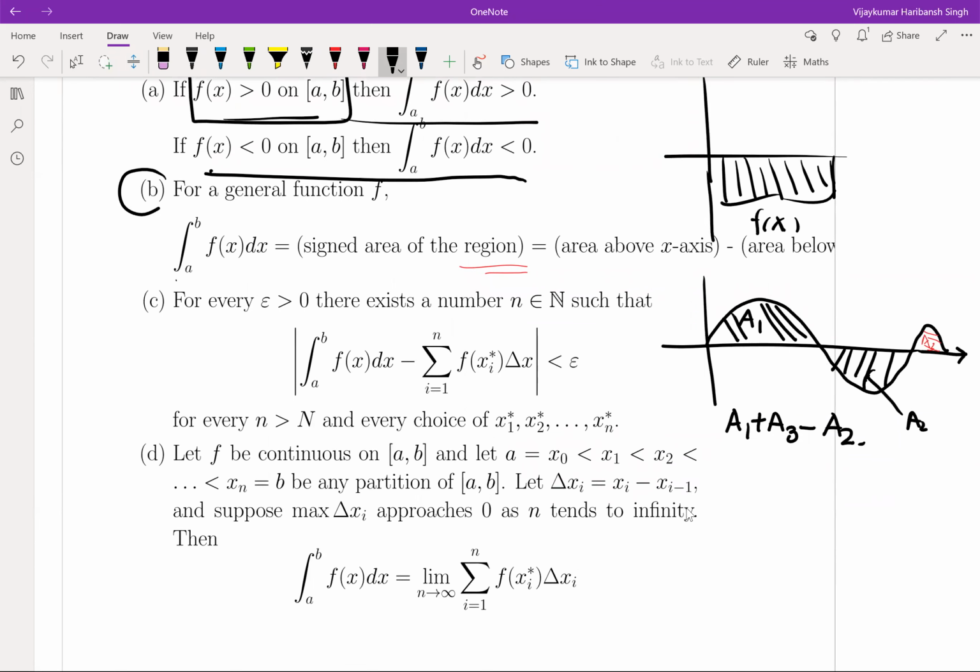So B. Now C says the following: what C is telling you is that the integral from a to b of f(x) dx and this Riemann sum are epsilon close to each other. You can always find a Riemann sum which is epsilon close to the actual integral. So it's saying that you can approximate with some n. If you take the Riemann sum, you can approximate that integral within epsilon error.